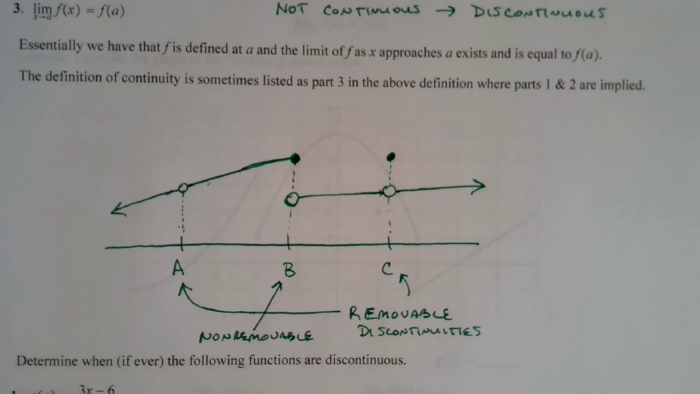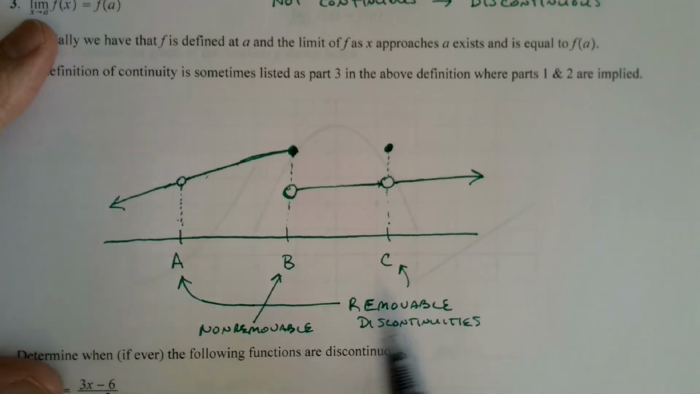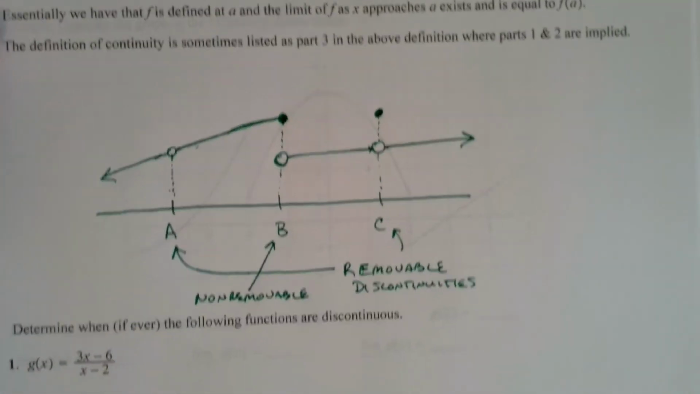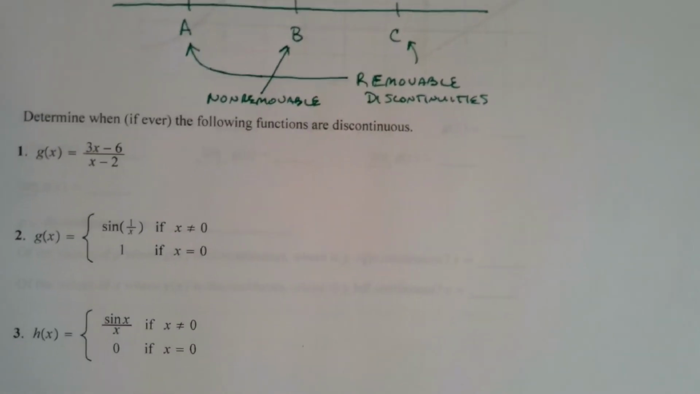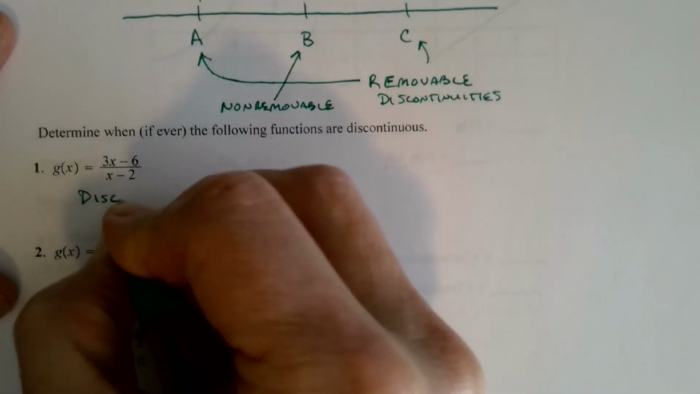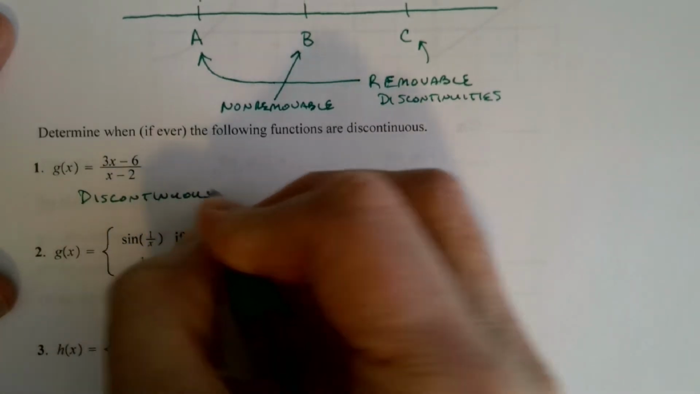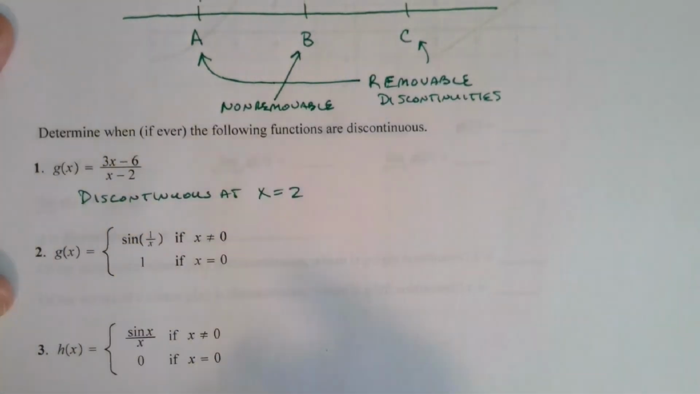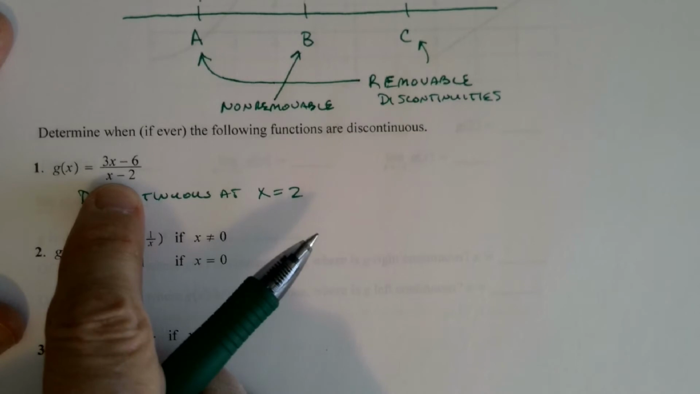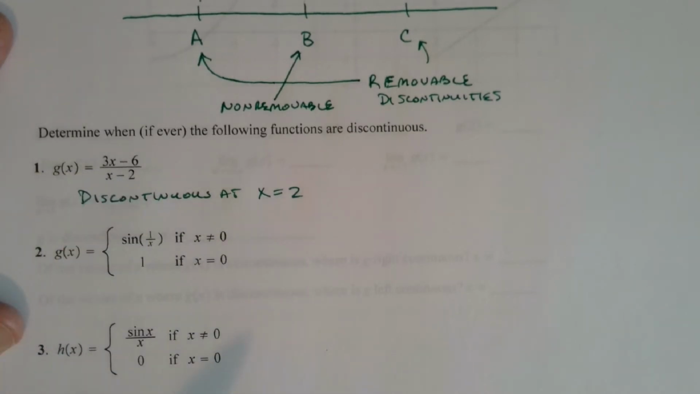Okay. So removable discontinuities are bad, but not so bad, because notice the limit exists. That's essentially the key. If the limit doesn't exist, then we have a non-removable discontinuity. Okay. So let's take a look at some functions and see if we can determine where they're discontinuous. Here's a function g. Where is this function discontinuous? Well, clearly, it's discontinuous at x equal 2, because if I plug in x equal 2, I'm going to be dividing by 0, and that's not defined. That is not defined. Okay.